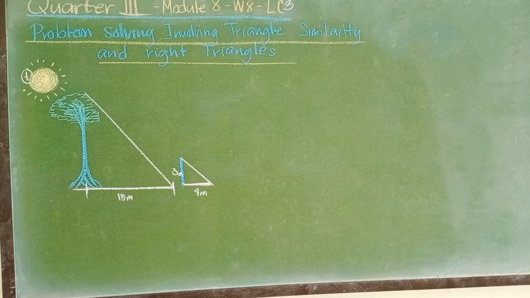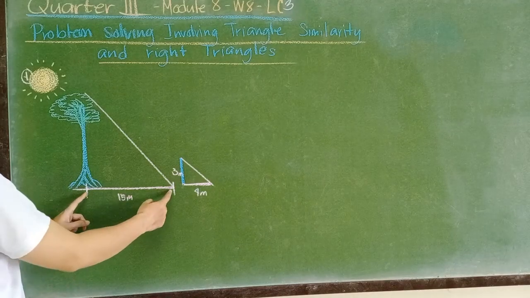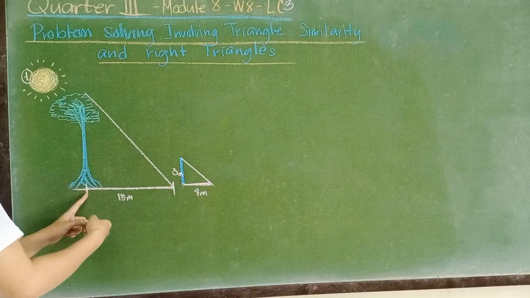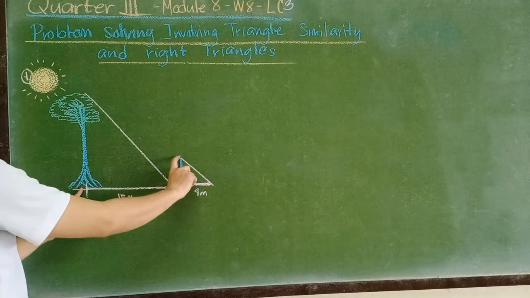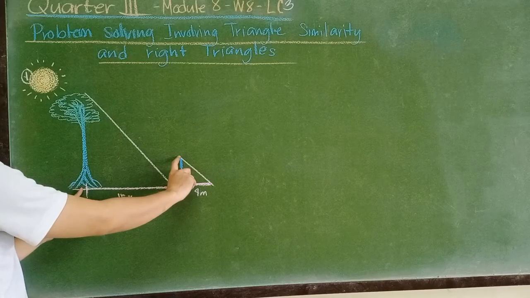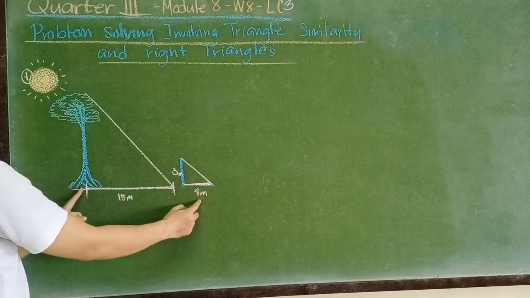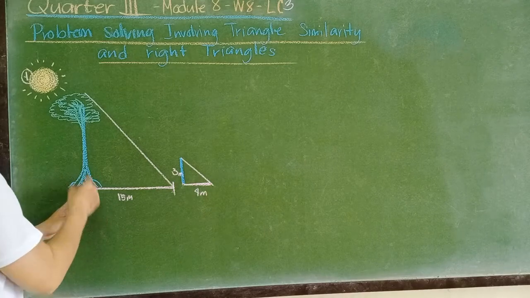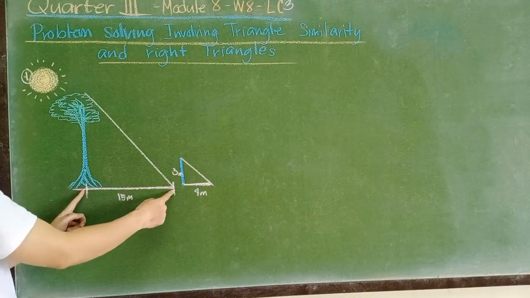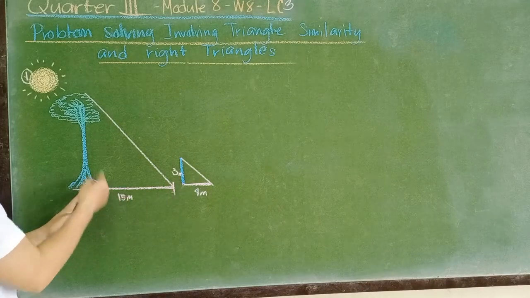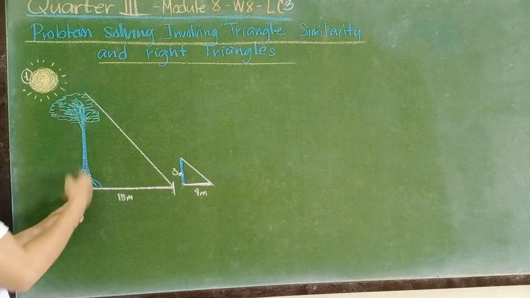And then a nearby tree cast a 15-meter shadow. Now, what is the height of the tree? So we also have 15 meters here, which is the length of the shadow of our tree. From the base of the tree to here is 15 meters. So you have a pole here which is 3 meters high. It cast a shadow 4 meters long, and then you have a tree beside it which cast a 15-meter long shadow. The question is, how tall is the tree?